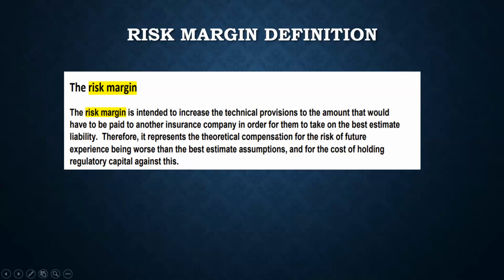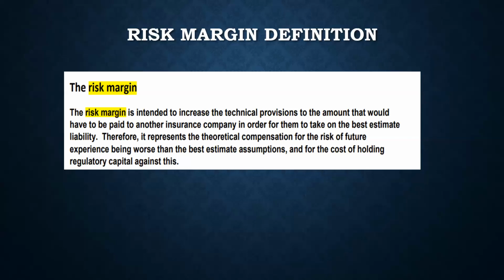It represents the theoretical compensation for the risk of future experience being worse than the best estimate, right? As I mentioned, the mortality can be at best estimate, right? But the lapses can be worse than best estimate, or the reverse. Mortality can be worse than the best estimate, but lapses can be better than the best estimate, or lapses can be at the best estimate level. And there is the cost of holding regulatory capital against this. So the opportunity cost is also involved, because those amounts have to be invested in bonds, and they cannot be invested in equity. There is a regulation against that. So there is opportunity cost, because if they could be invested in equity, they would earn higher returns.